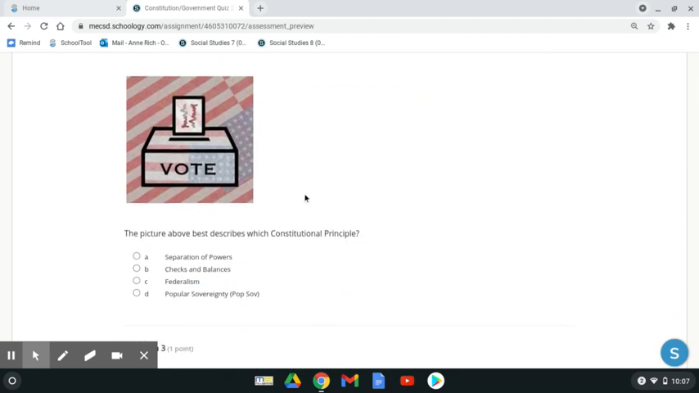Question number 2. The picture above best describes which constitutional principle or idea based on the Constitution. Is it A, separation of powers, B, checks and balances, C, federalism, or D, popular sovereignty, POPSOV?